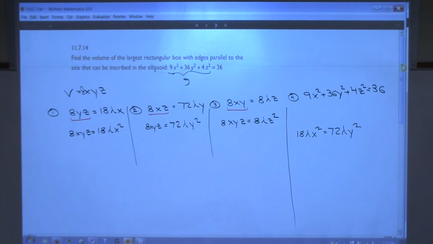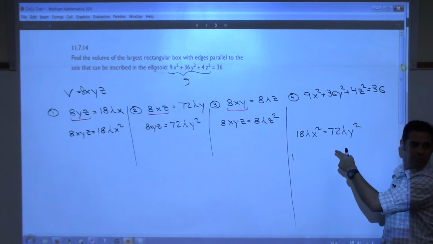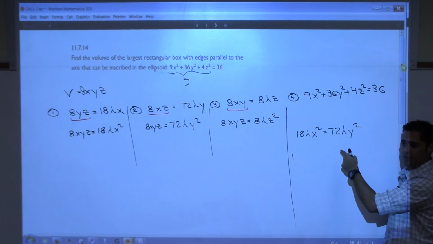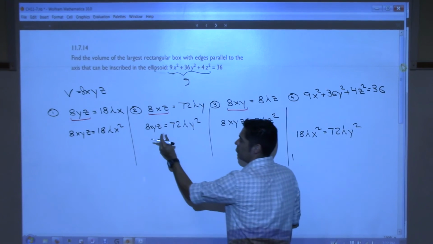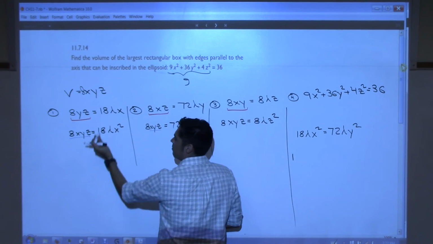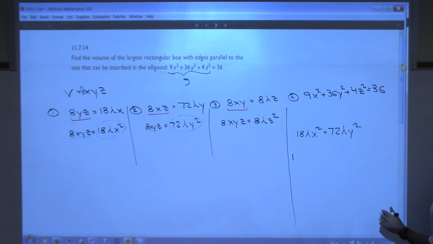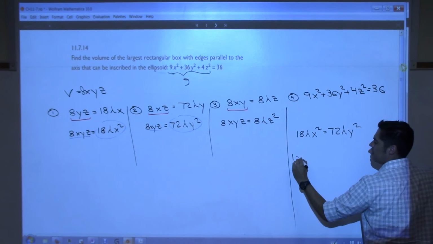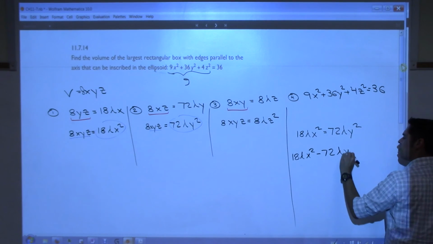How about we move everything to one side? Do y'all know where I got this from? This and this are the same, so I'm setting this equal to this. So this is 18 lambda x squared minus 72 lambda y squared.